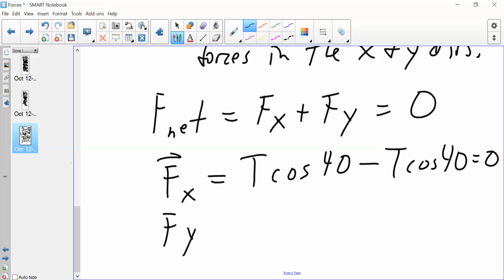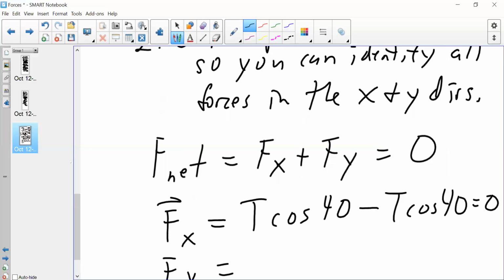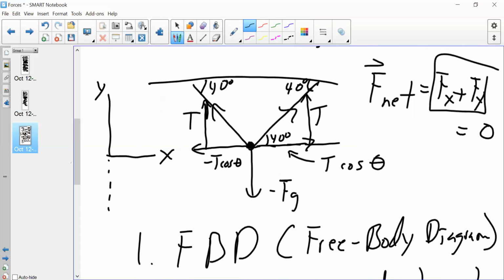So everything in the y direction. Let's go back and make sure. So I have a T sine component here. If this is T cosine, this is T sine. Let me distinguish these real fast. Okay.